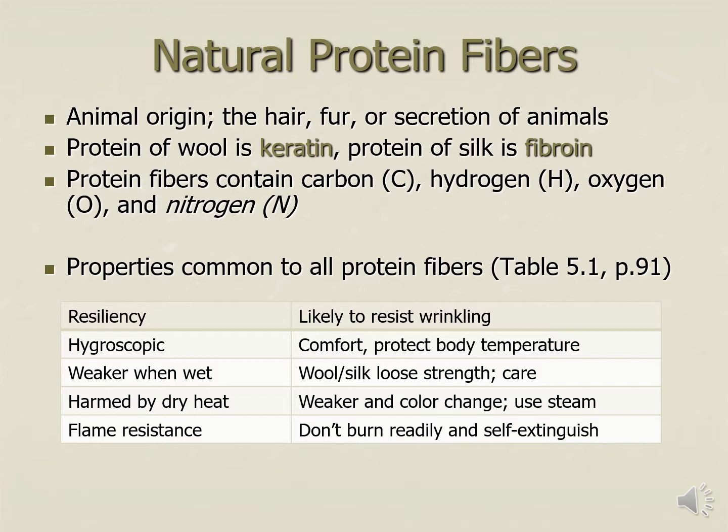And just to point out a couple of things, the protein fibers have very strong resiliency and they are less likely to wrinkle, whereas the cellulosic fibers, we talked about how they wrinkle, like in the case of linen. You also have the hygroscopic property, which is that it does protect the body temperature a little bit better, especially in the case of wool. But wool and silk are also weaker when wet, so they tend to be a little bit more delicate fabrics.